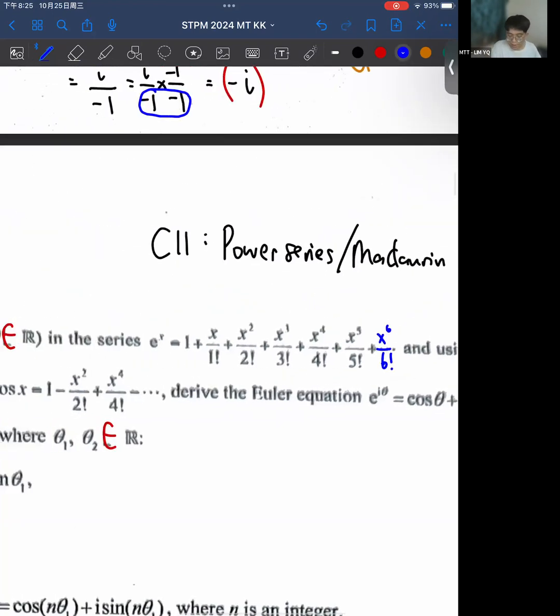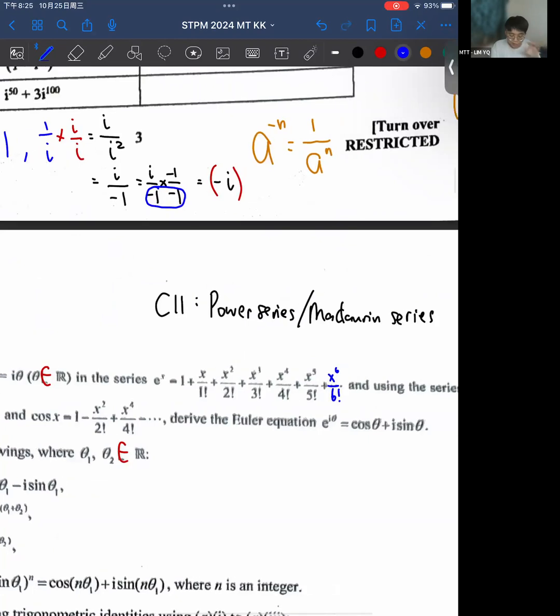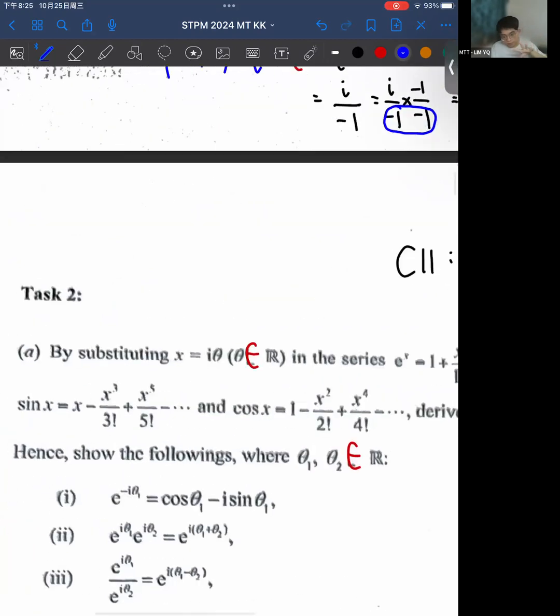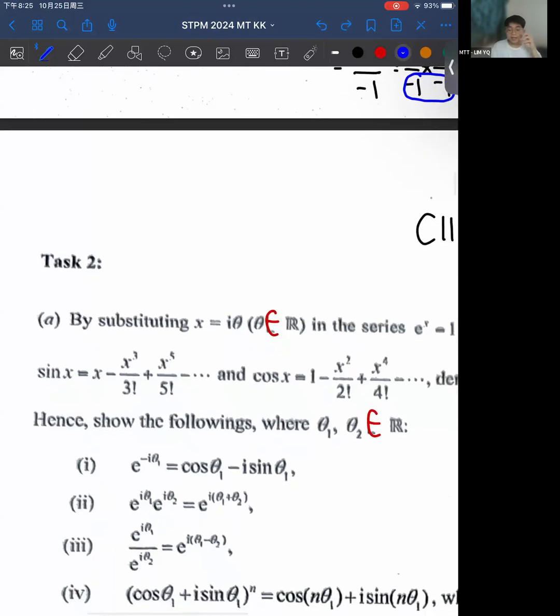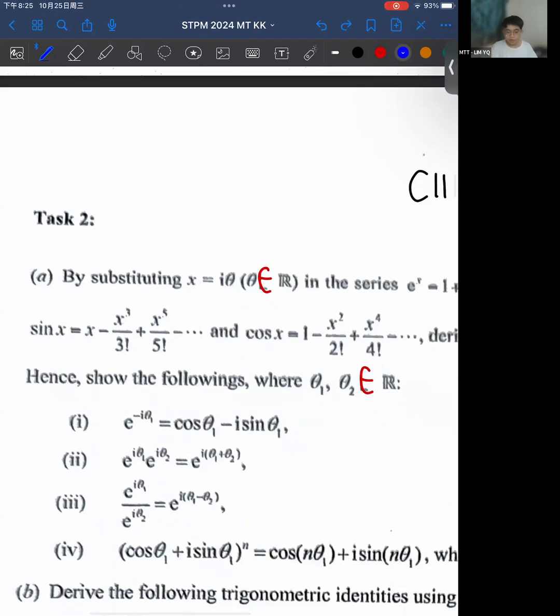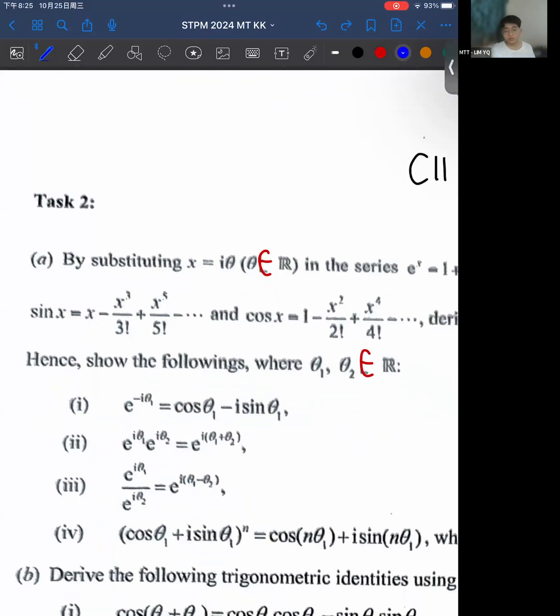And using another two series, sine x and cos x. Sine x is another series like this. Cos x is another series like that. You can imagine this is the identity already given to you. No need to prove, just use the result only.